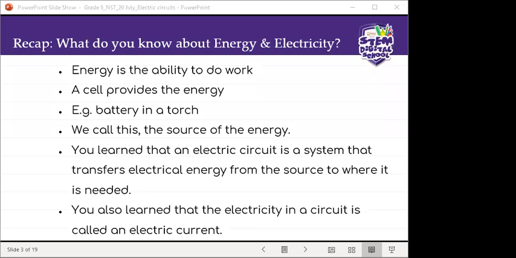So we're doing electric circuits. Yeah, electric circuits. That is the topic of today, rather the big topic of today. Electric circuits. And this was just a recap slide. These are things that you should know from your grade 4 as well as grade 5.